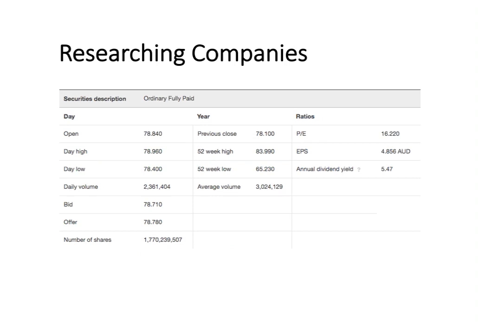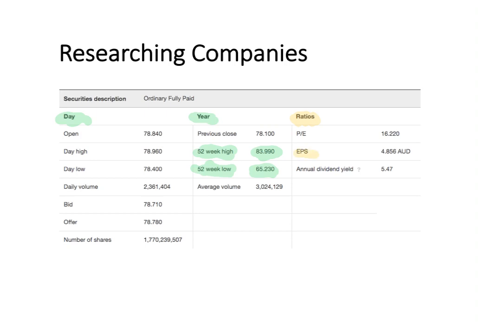Under the key statistics tab, we can find information on the share price for the current day and also for the previous year. So again, including that 52-week high and 52-week low. So we know that over the past 12 months, the highest Commonwealth Bank traded for was $83.99, and the lowest it was trading for was $65.23. Now it also gives us our important ratios, which we can use to compare two or more companies.